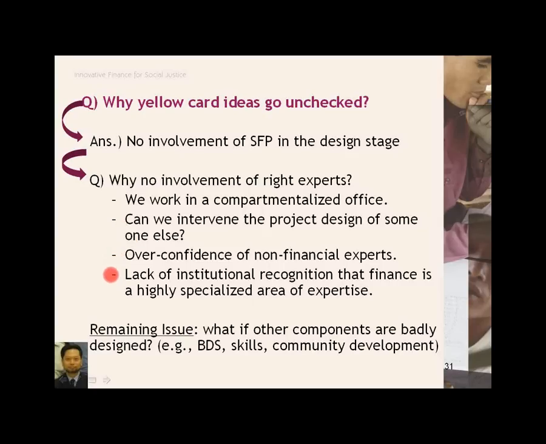Number 4, lack of institutional recognition that social or microfinance is a highly specialized area of expertise. I can hear someone saying, we don't have enough funding to hire 10 different experts, so why don't we drop the social finance consultants and ask enterprise consultants to handle the financial issue? Don't worry, it's not so important.